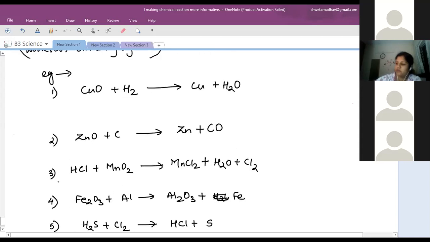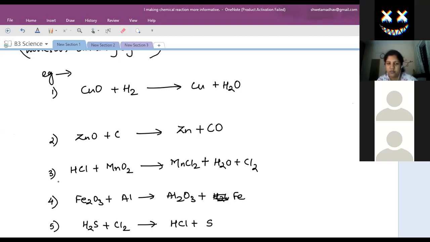Ma'am, for all equations should we write the oxidizing agent and reducing agent? Substance oxidized, substance reduced, oxidizing agent, reducing agent, all four you have to write from every equation. Ma'am, can we write OA for short instead of the full oxidizing agent? Here you can, but in an exam I will write the full form. Ma'am, there are only five equations. Okay, ma'am.